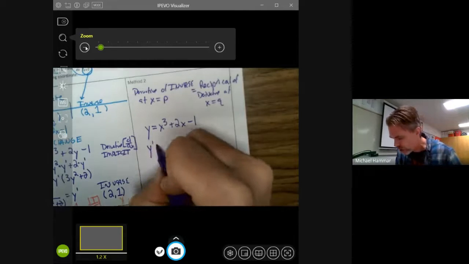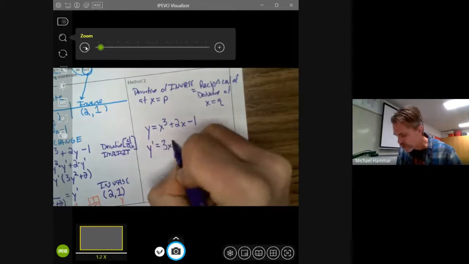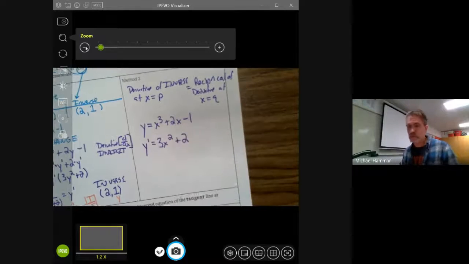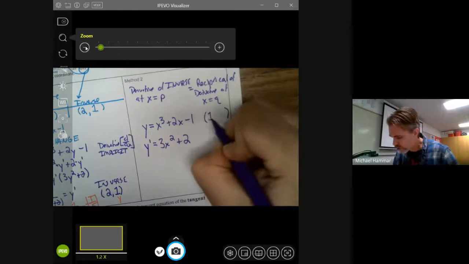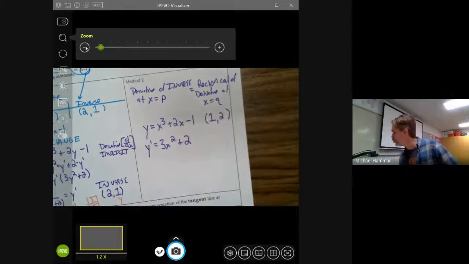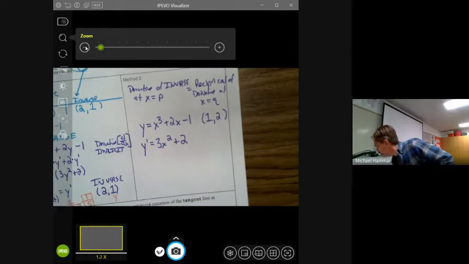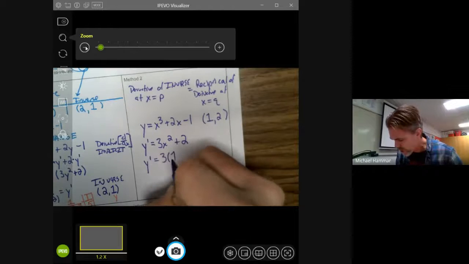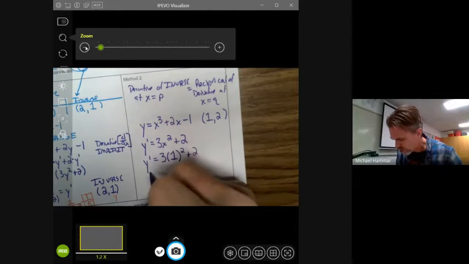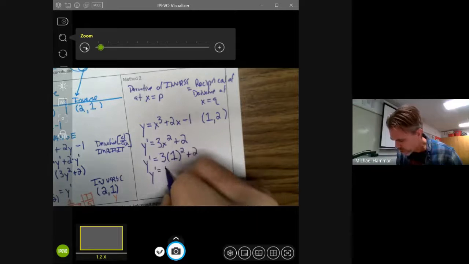So let's find y prime equals 3x squared plus 2. This is for our original equation, using the point 1, 2. So now, let's find what the slope, or the derivative, is. y prime equals 3 times 1 squared plus 2. So y prime equals 5.